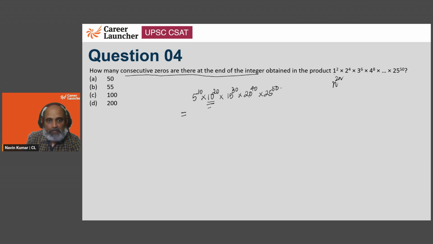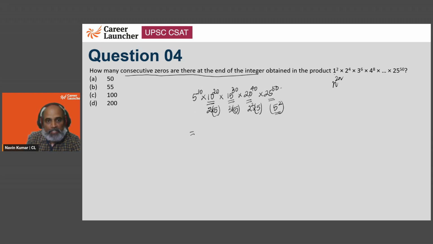Now, 10 is made up of a 2 and a 5. So we will only consider a 5. 15 is made up of 3 into 5. So we will consider only one 5. 20 is made up of one 5 again. So we'll consider that 5. But 25 is basically made up of 5 square. So we will consider 2 5's here.